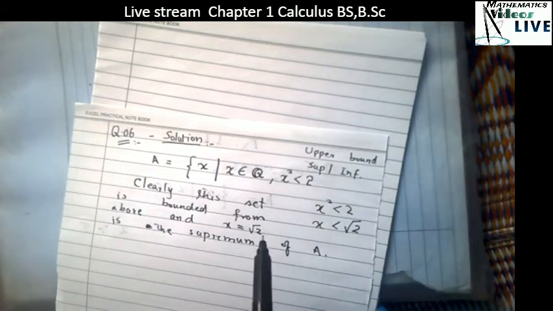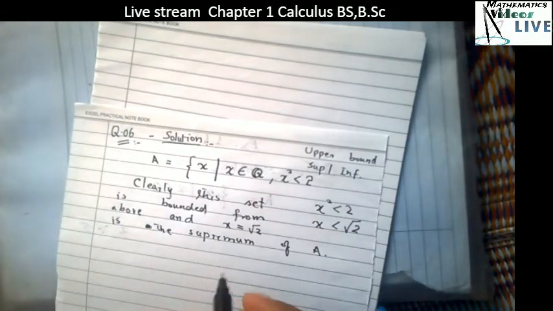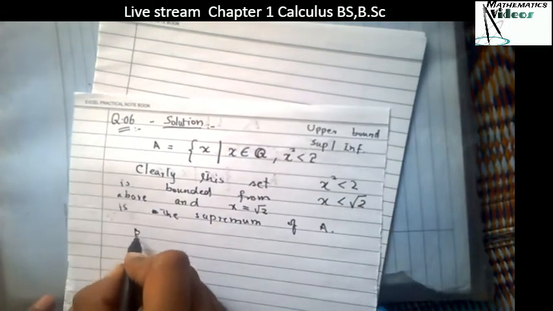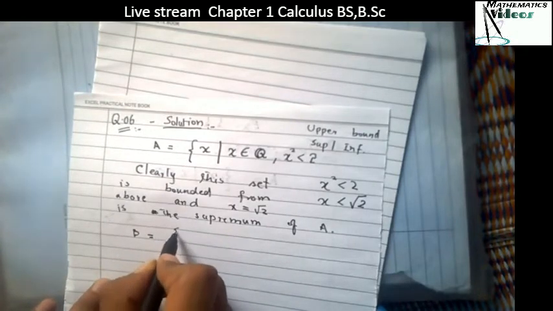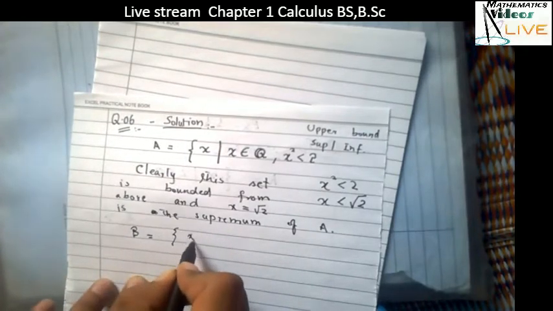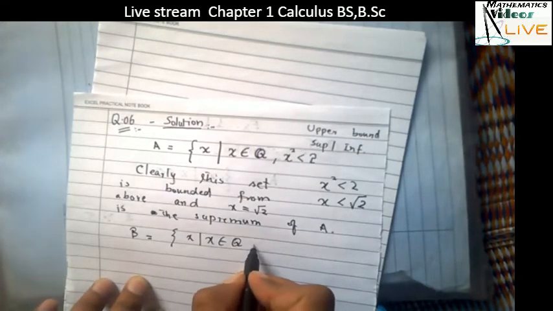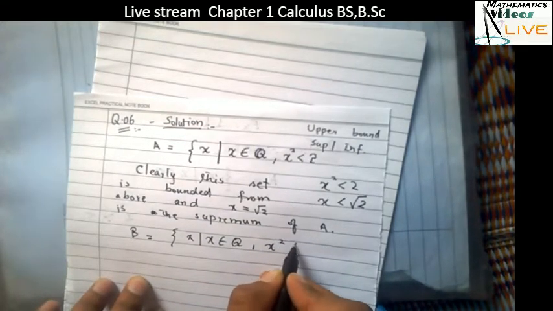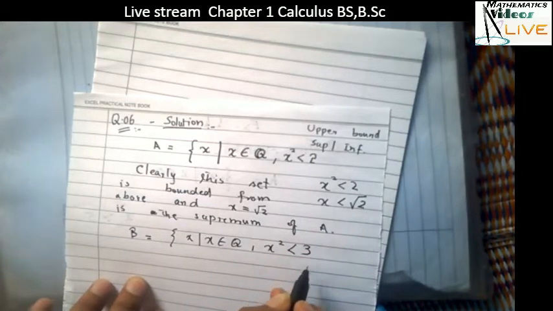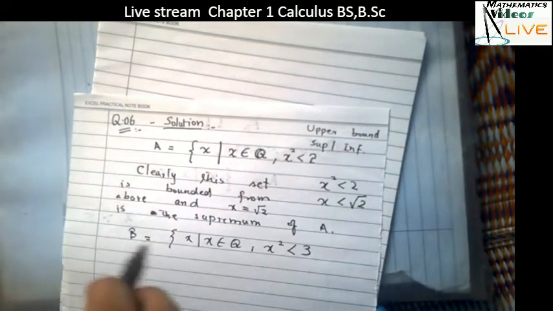Note that the set contains all of the rational numbers whose squares are less than 2, and we have noticed that the supremum, the least upper bound of this set, is x equal to square root 2, and this is an irrational number. This is the requirement of our question.